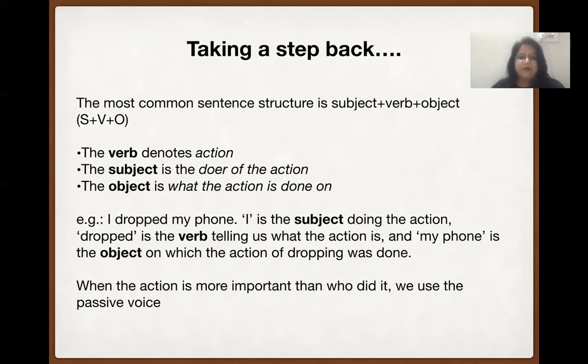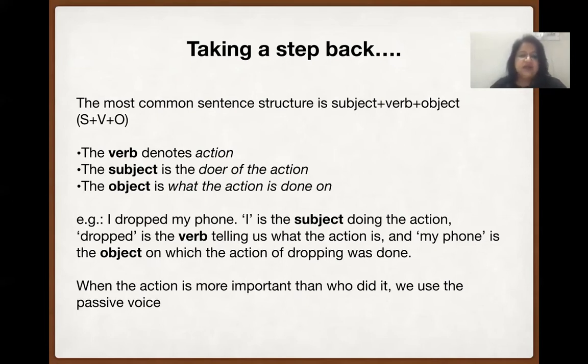Okay, now the most common sentence structure is subject plus verb plus object. This is called S plus V plus O. The verb denotes action. What does the verb tell you? The verb tells you what the action is. The subject is the doer of the action. I've already mentioned this. Whoever is doing the action is the subject, and the object is what the action is done on. Whatever that action is that the verb is describing, whatever that action is done on, that thing is called the object.